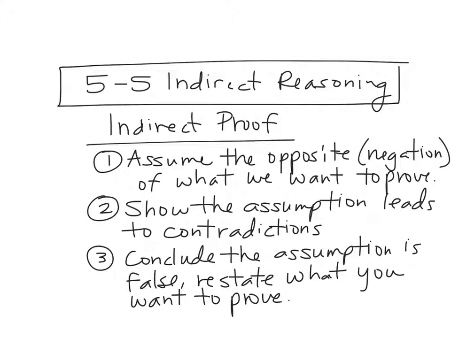Okay, so first step, assume the opposite. Second step, show that the assumption you made leads to some contradiction. And then your third step is, okay, because it led to a contradiction, the assumption was false, therefore, and then you just restate what they asked you to prove. Okay, so that's kind of the process.